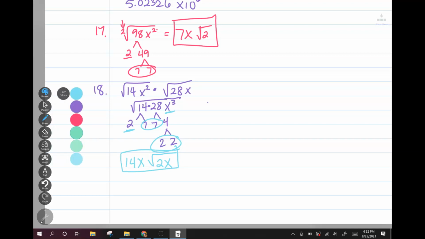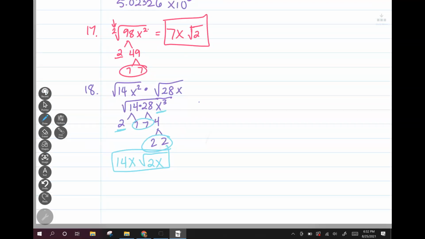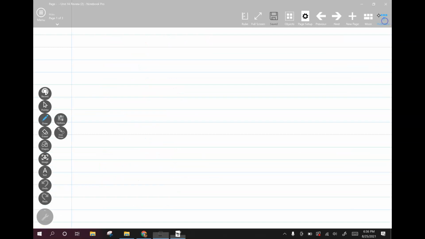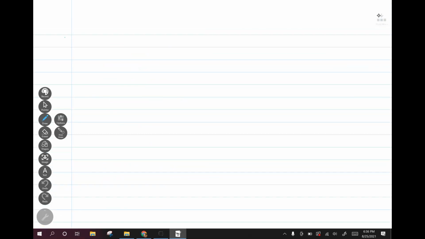All right. Not much room there, so I'm going to go ahead and go to a new page. All right, number 19.